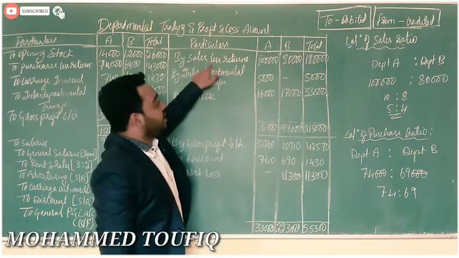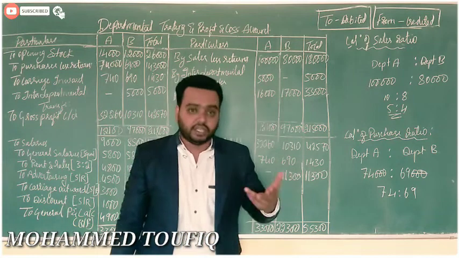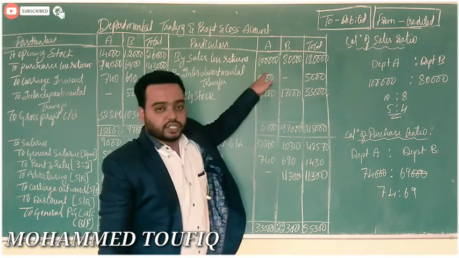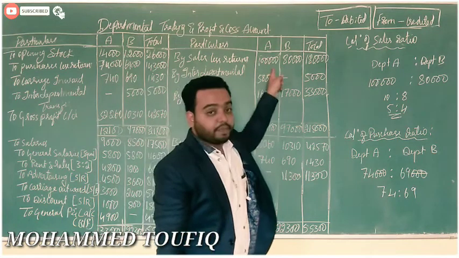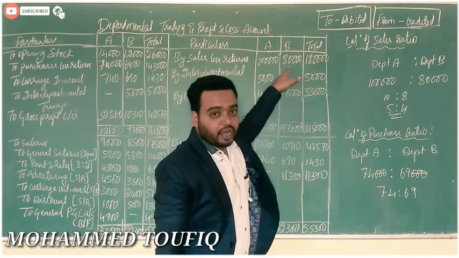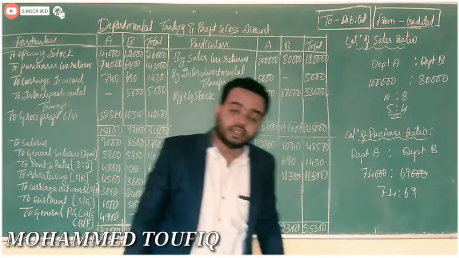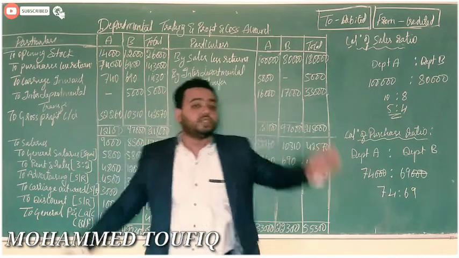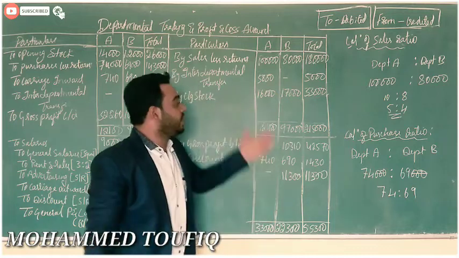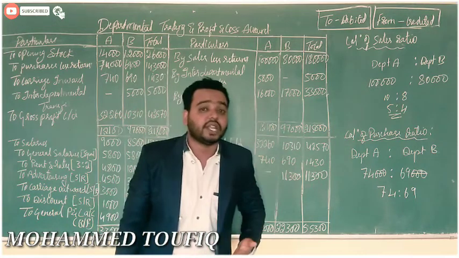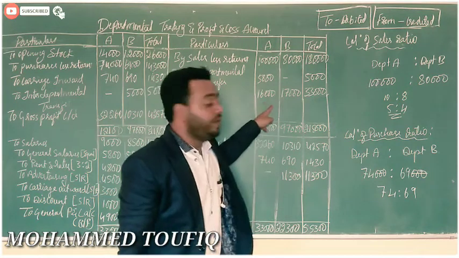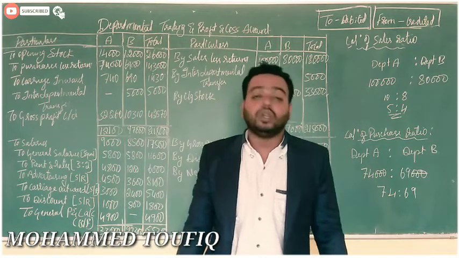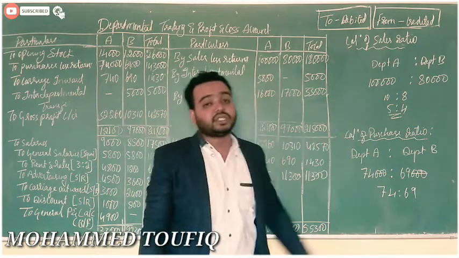Then after this we will write sales less returns. If there are any sales returns, we have to deduct them. The net sales of department A is 1 lakh, and 80,000 is the sales of department B. So total sales is 1,80,000 rupees. So we have written opening stock, purchases, carriage inward, and sales. If any closing stock is provided, then you can write the closing stock. As provided in the question, the closing stock of department A is 16,000, of B is 17,000, and the total closing stock of both departments is 33,000.